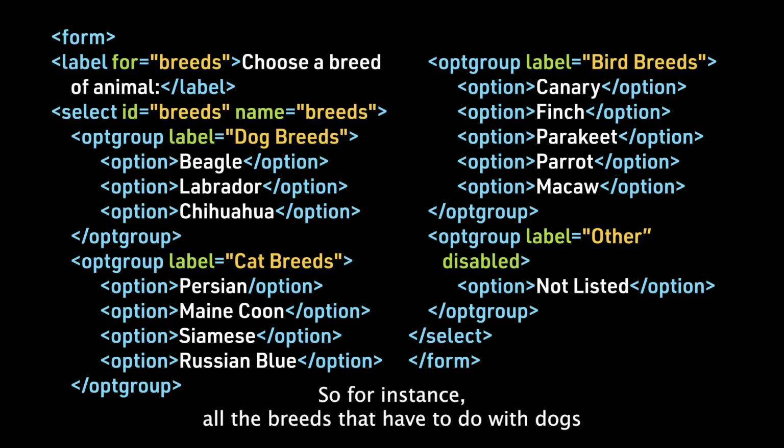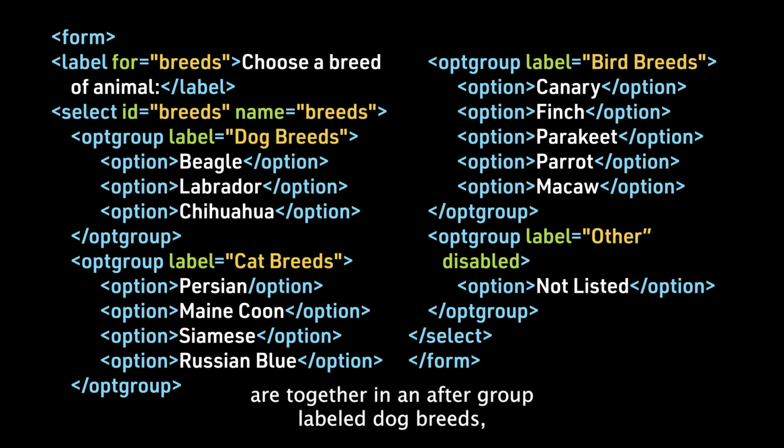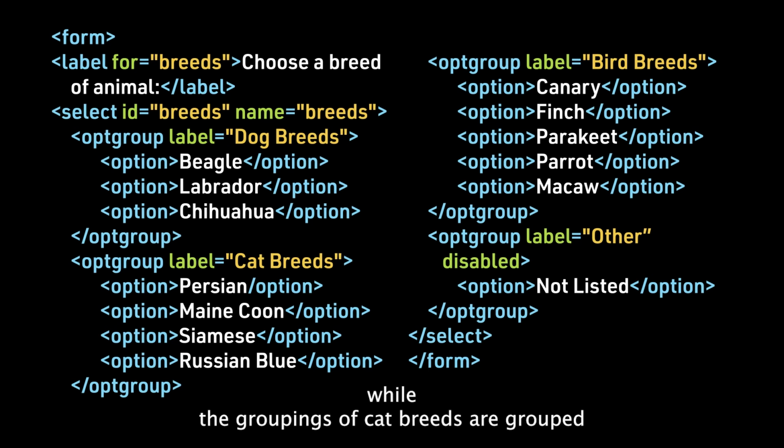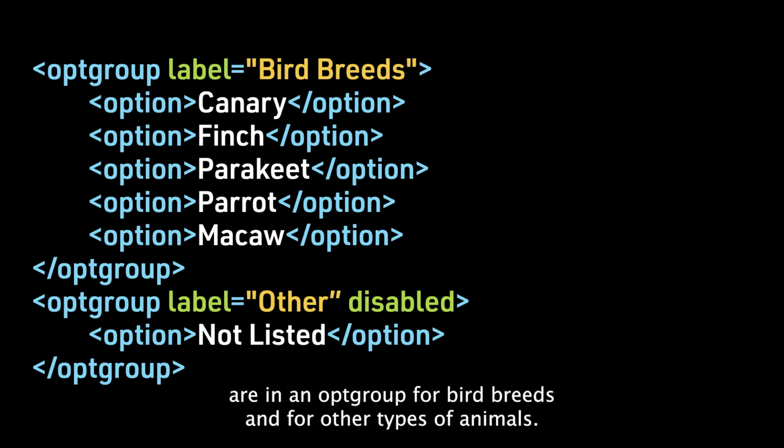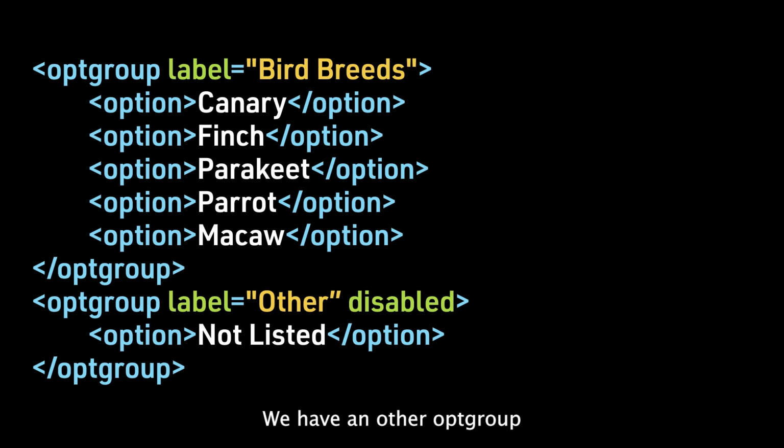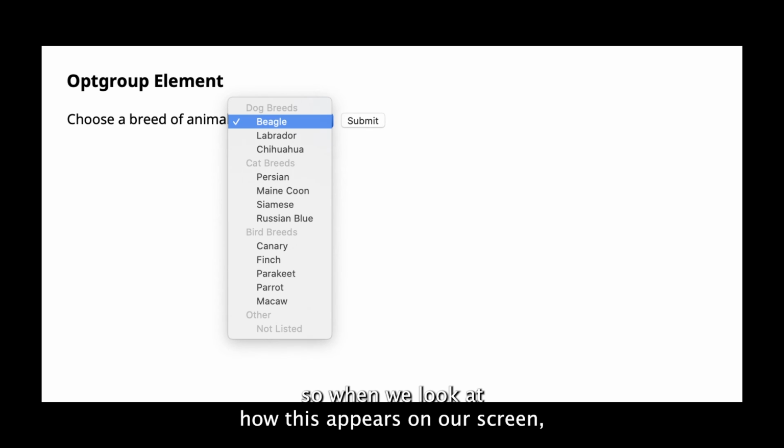So for instance, all the breeds that have to do with dogs are together in an optgroup labeled dog breeds, while the groupings of cat breeds are grouped into an optgroup for cat breeds. And then the different types of birds are in an optgroup for bird breeds. And for other types of animals, we have an other optgroup and the option that it is not listed, and that option actually uses the disabled attribute. So when we look at how this appears on our screen, we see that the browser has grayed it out, so none of those options are selectable.